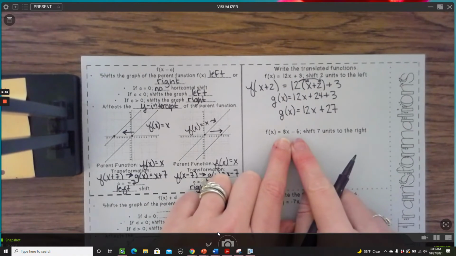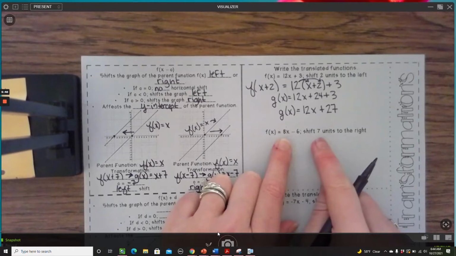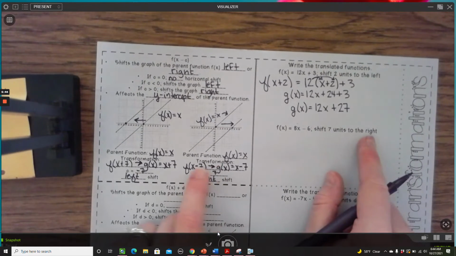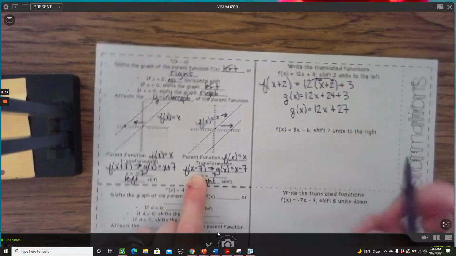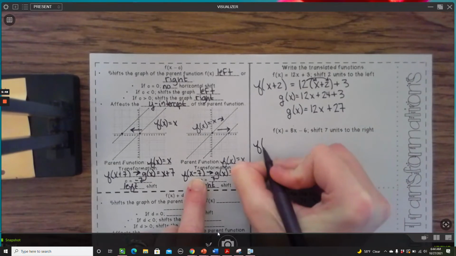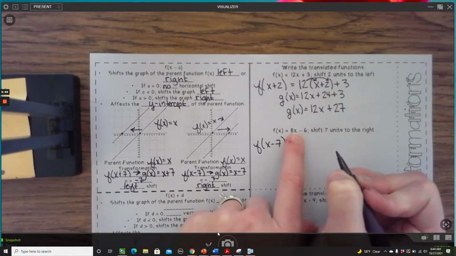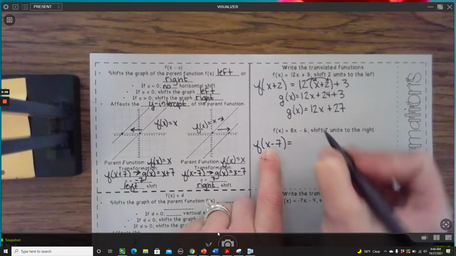All right, now I have f of x equals 8x minus 6. We're going to shift this 7 units to the left, or to the right, sorry. So to the right, we're going to subtract that number. So I'm going to do f of x minus 7. So what that means is this x is going to flip out with that transformation.